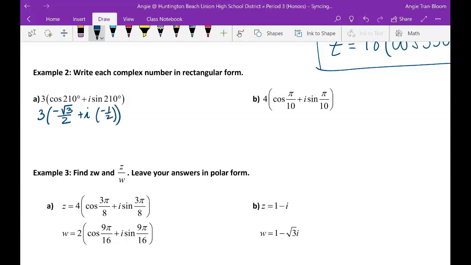What do we do from here? Remember, rectangular form is going to be x plus yi, okay? So from here, we can just distribute, and then that's it. When we distribute the 3, it's negative 3 rad 3 all over 2. And I'm going to multiply the 3 to the negative 1/2. So this is going to be negative 3 all over 2, and I'm going to put the i behind it. And this is the final answer.